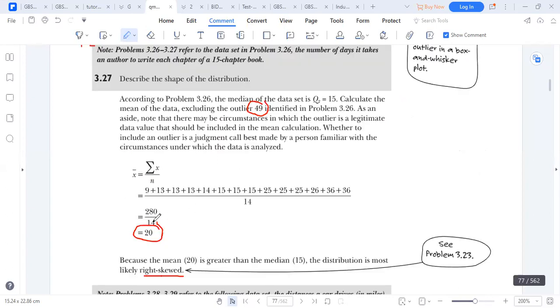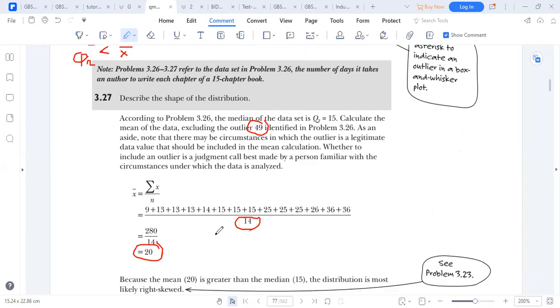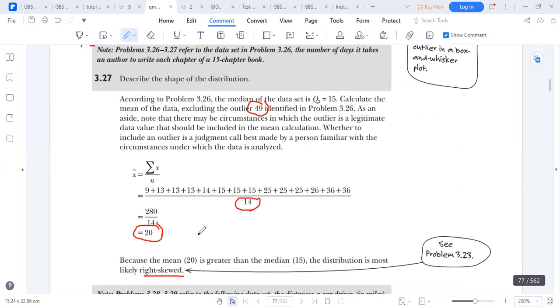However, you can calculate what? The mean by adding everything and dividing by 14. Why? Because one of the 15 figures was what? An outlier. So we get 20. And our Q2 was what? 15. So if the mean is greater than the median, we say it's skewed to the right. I hope that is clear.